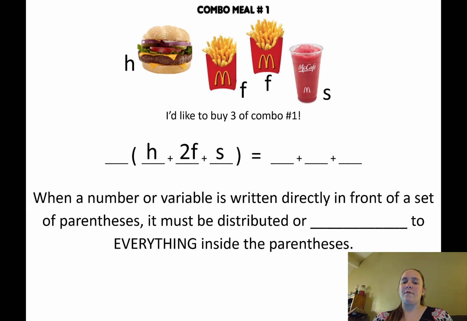Okay, well, I know I have 1 hamburger, 2 fries, and a shake. So H is hamburger, F is fries, S is shake. And I'm going to buy 3 of these. Well, that means I'm taking 3 times everything that is in here. So I'm buying 3 hamburgers. I'm going to get 6 fries, because there's 2 in each combo, and 3 shakes.